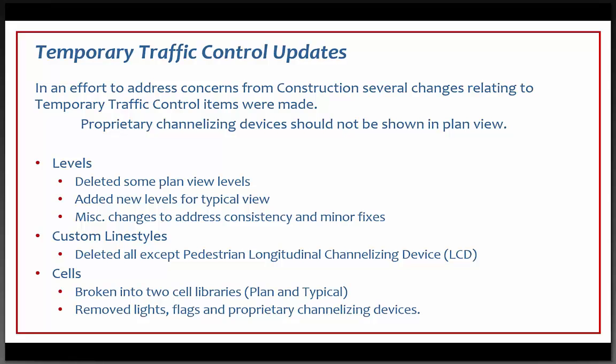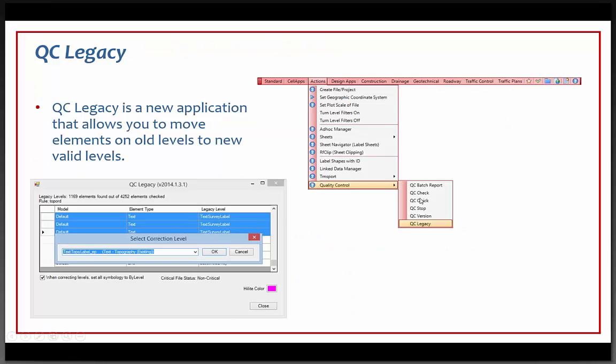We added some new levels for typicals and such that we ran across while we were restructuring the cell libraries. That was really the last big push we had before the release. And then just to address a lot of these level type issues that we discussed on the last couple of slides, there's a new utility available in FDOT SS4 that'll allow you to change the levels that have been modified on older design files to newer valid levels.